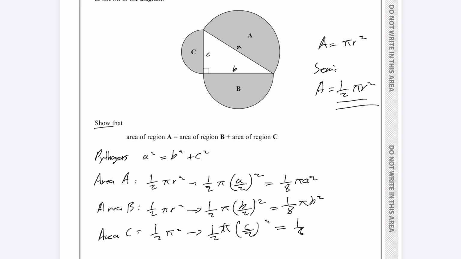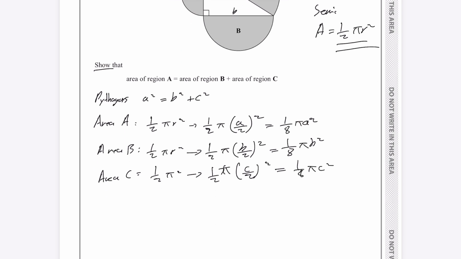And that's 1 over 8 pi c squared. Now we can write this in the form the question's given us. So the region of A, which is 1 over 8 pi a squared, is equal to the region of B, which is 1 over 8 pi b squared, plus the region of C, which is 1 over 8 pi c squared. Let me just write that properly.